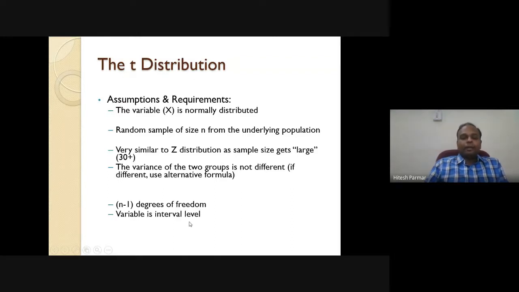To apply t-test or any parametric test, we require the scale of measurement to be at least interval scale, meaning interval or ratio scale is okay. We cannot apply it for nominal or ordinal data. So to apply t-test or any parametric test, we require at least interval or ratio data.